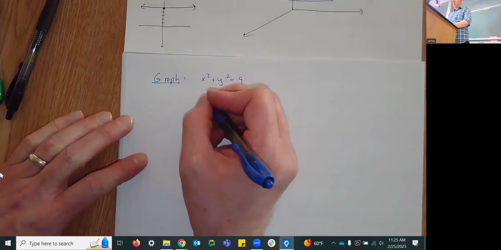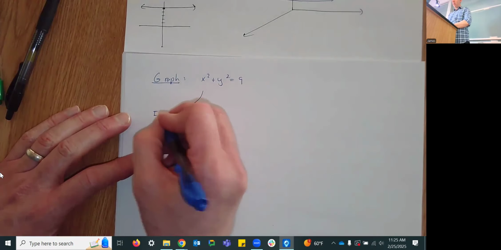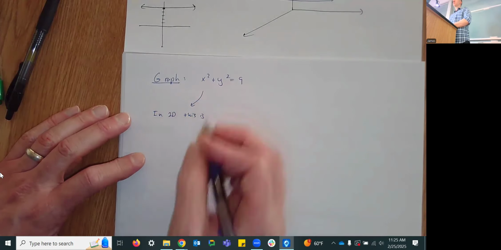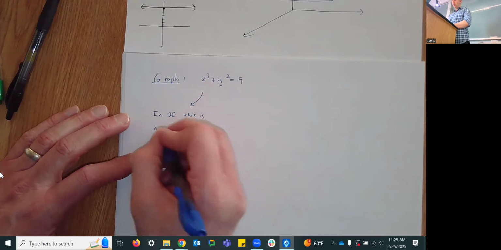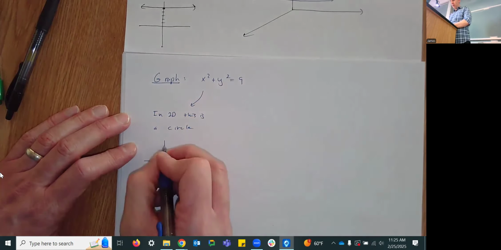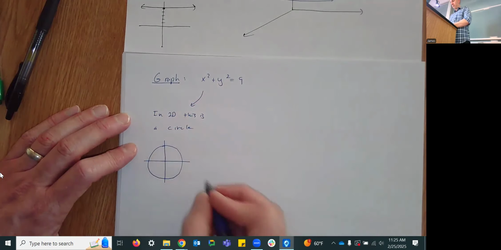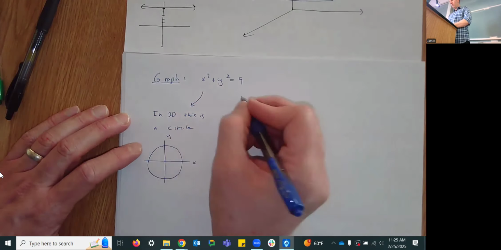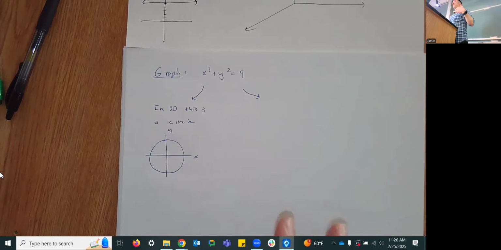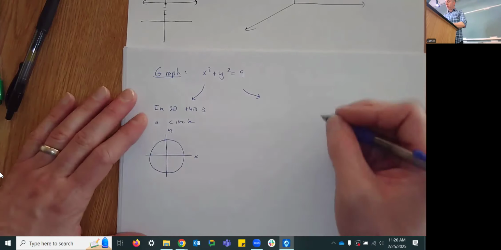If I was graphing this in 2 dimensions, what kind of shape would I have? Yeah, this is a circle. So in 2 dimensions, it's a circle, radius 3, it looks like that. But in 3 dimensions, I'm still going to get that circle of radius 3 in the xy plane. And then we have freedom of movement in the z direction.